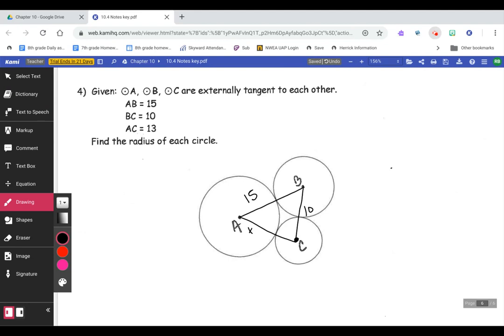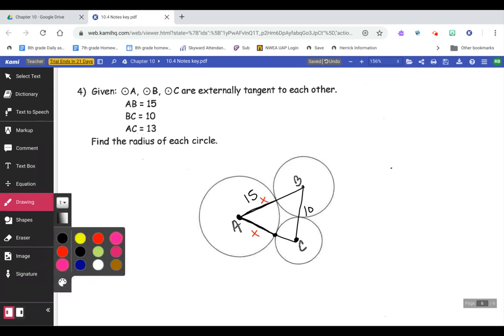So I plugged in X right here, and if the radius from here to here is X, well, the radius from here to here would also be X because it's part of the same circle. And maybe I will make these in different colors so you can see them. So that would be X and that would be X.